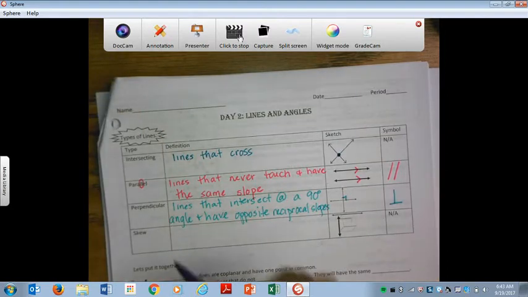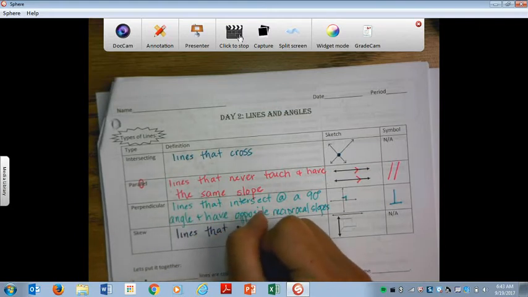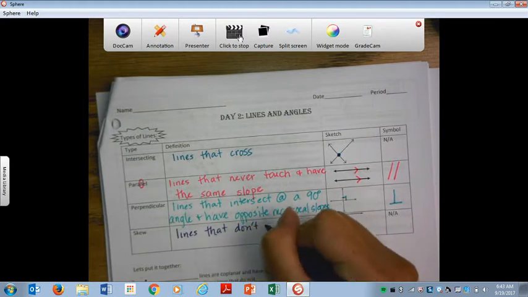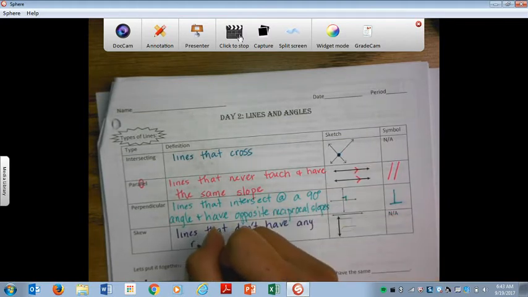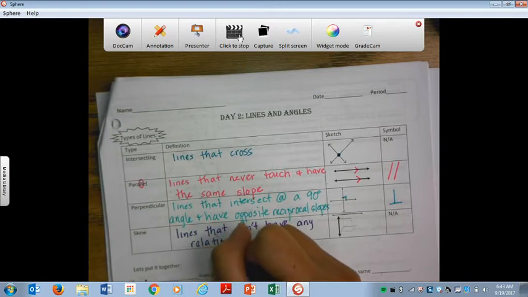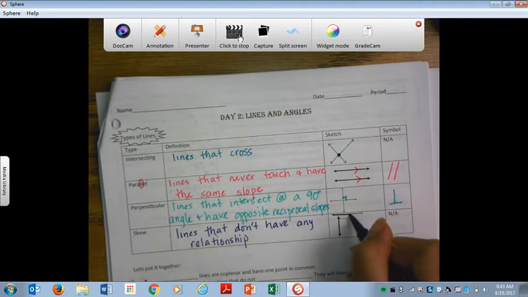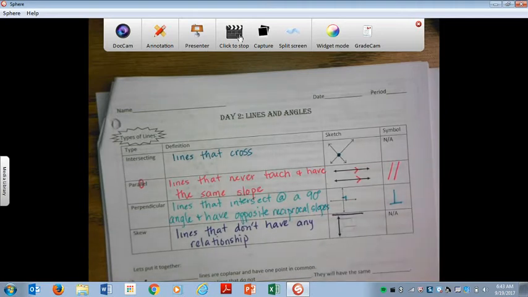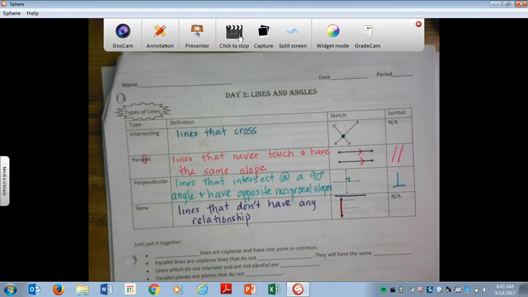Skew lines are lines that don't have any relationship. Okay, they are non-coplanar. I'm going to highlight this for you so you could see. Here's one line, okay, and here's the other line. As you guys can see, they're not on the same plane.